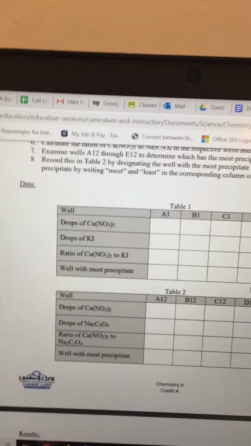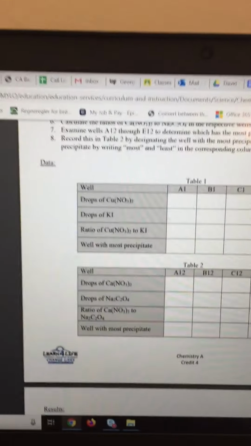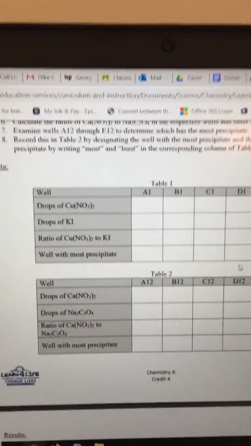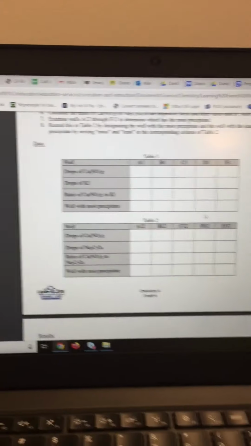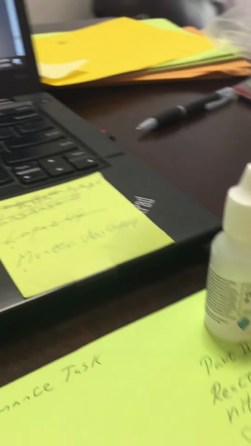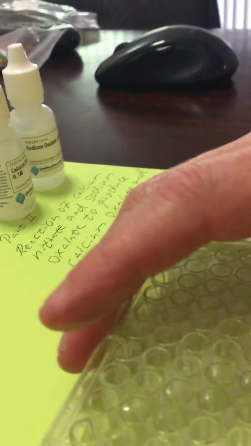So now we'll do our observations, and again you look for precipitate, or how much solid is produced in each well. So I'll put the results up in the video, and again it's the reaction between copper and potassium. So take a good look at the results.